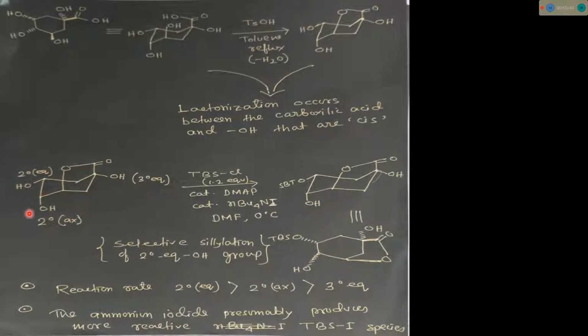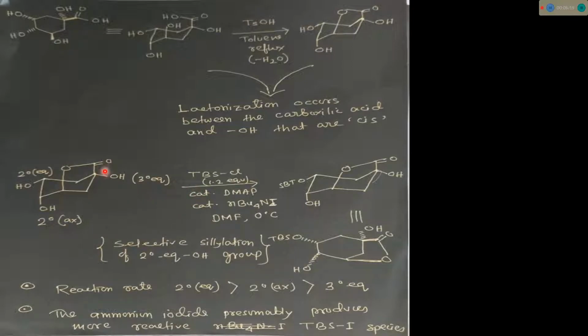And we are using 1.2 equivalent, meaning only one OH group will react with this TBSCl to form OTBS. If this axial OH becomes OTBS, since it is axial, after protection the whole group becomes large and it will suffer from severe 1,3 diaxial interaction. We all know that an axial group suffers from 1,3 diaxial interaction. So that's why this OH group cannot convert into OTBS in this reaction.